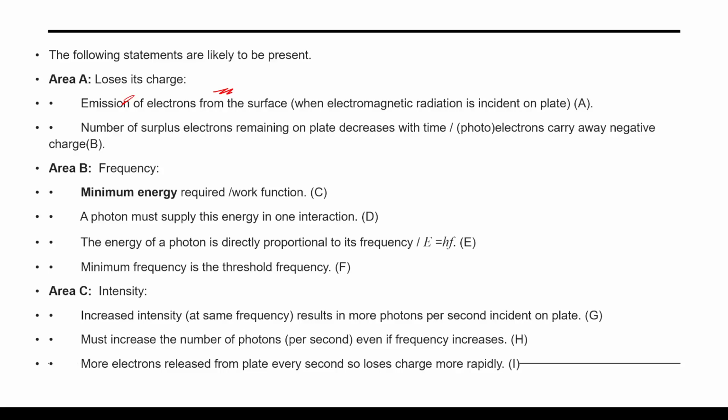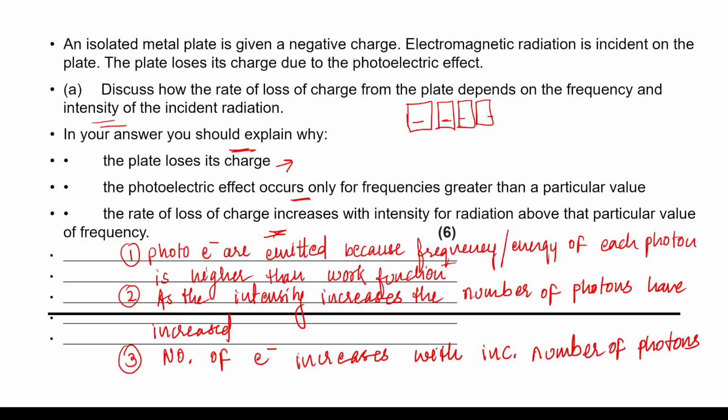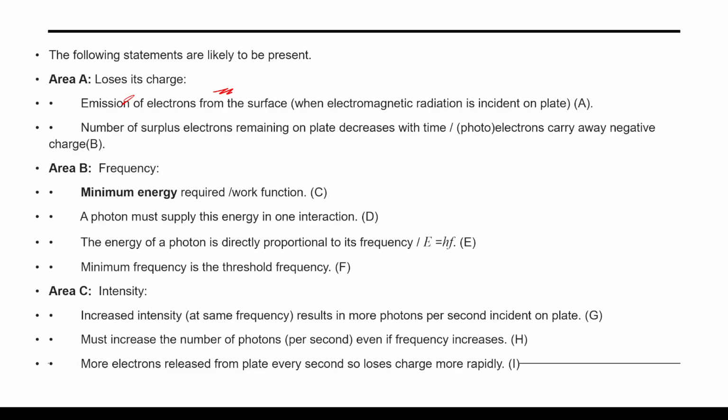So second area, minimum energy required, work function, we have talked about that. A photon must supply this energy. Yes, we could have added that, but then we have explained that the energy of a photon is directly proportional to frequency. Minimum frequency is threshold frequency. Did we write that? Okay, we could have added that. We could have written energy of each photon is hf. That would have given us 1 more mark. Then the last point is when you talk about the intensity, intensity results in more photons. We have written that. More intensity increases the number of photons, frequency increases. Yes, we have written that.